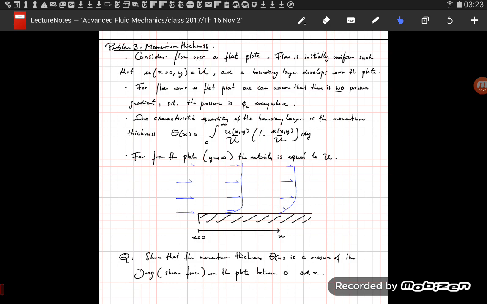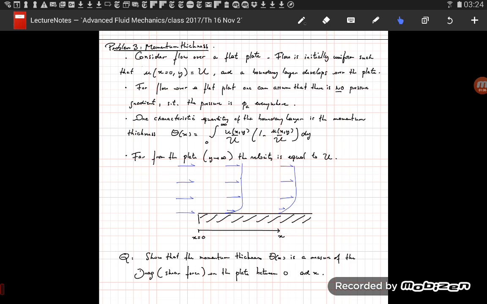And now this flow field starts to flow above a flat plate, and we do take into account the effect of viscosity, and therefore we have to impose a no-slip boundary condition at the wall. So here the velocity at the wall is 0, and therefore it develops what is called a boundary layer.